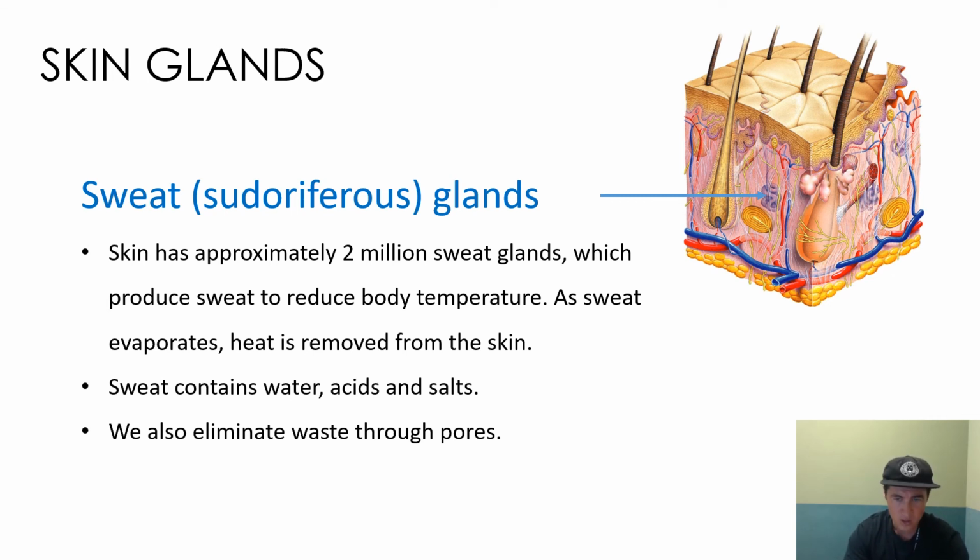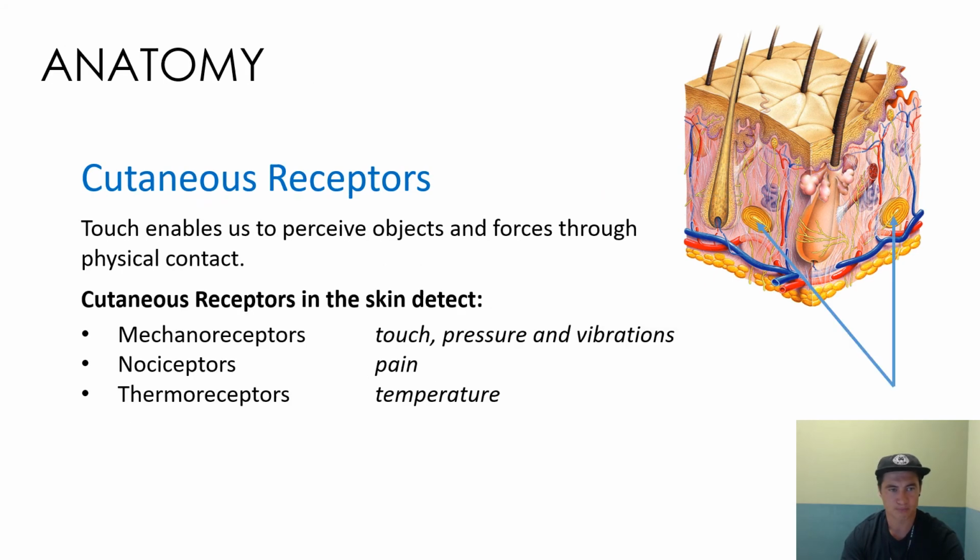convection. Sweat also contains water, so it's a way to remove water to help us cool down. There's also some metabolic acids and salts that we lose. So that's why it's important to be replacing water, but also replacing salts, which are also the same as electrolytes. We can eliminate waste through these pores as well. So this is a strategy for getting rid of wastes.